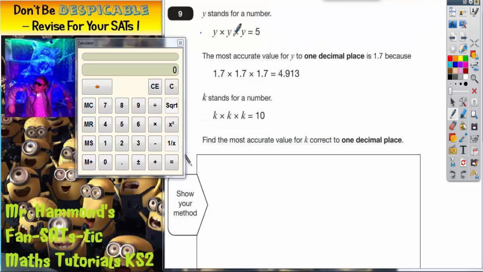Question number 9. Y stands for a number. Y times y times y equals 5. The most accurate value for y to one decimal place is 1.7 because 1.7 times 1.7 times 1.7 equals 4.913.